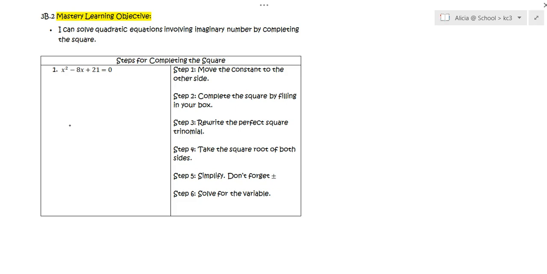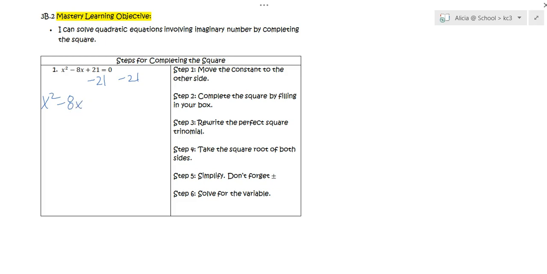We might just have some imaginaries or some square roots of negatives pop up, but overall the process is the same. So if I have x squared minus 8x plus 21 equals 0, our first step is to move that constant over to the other side. So I want to subtract 21 because, again, that is the opposite operation. So then I'm going to have x squared minus 8x.